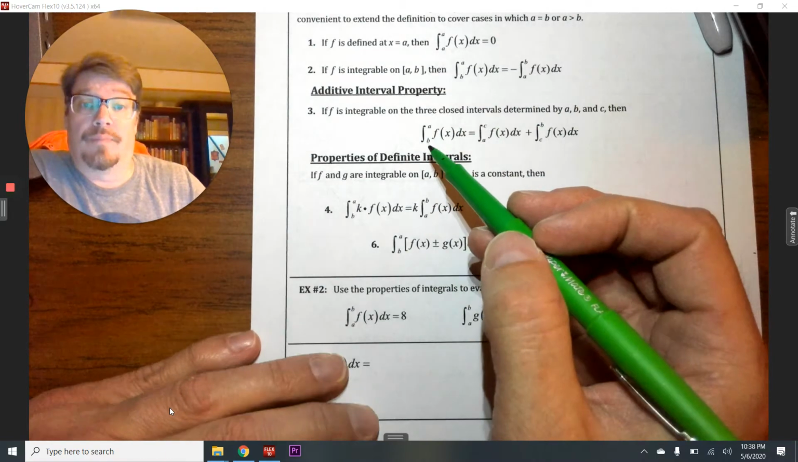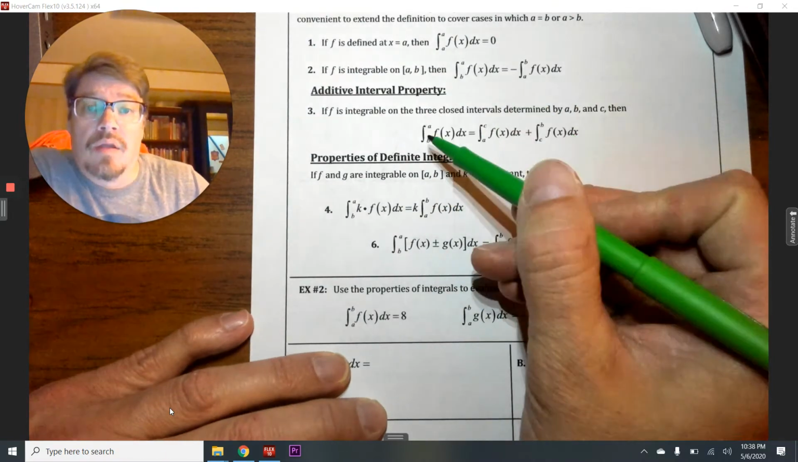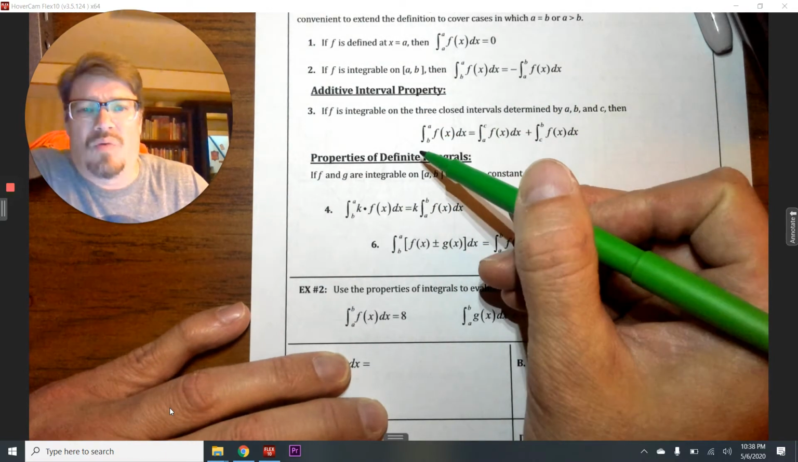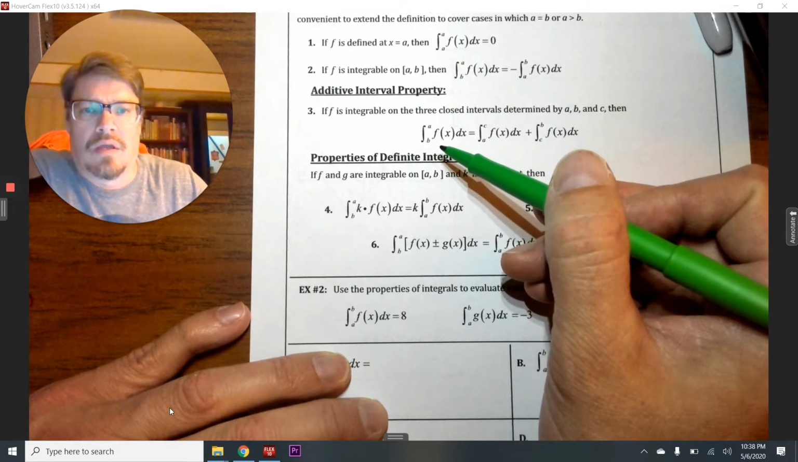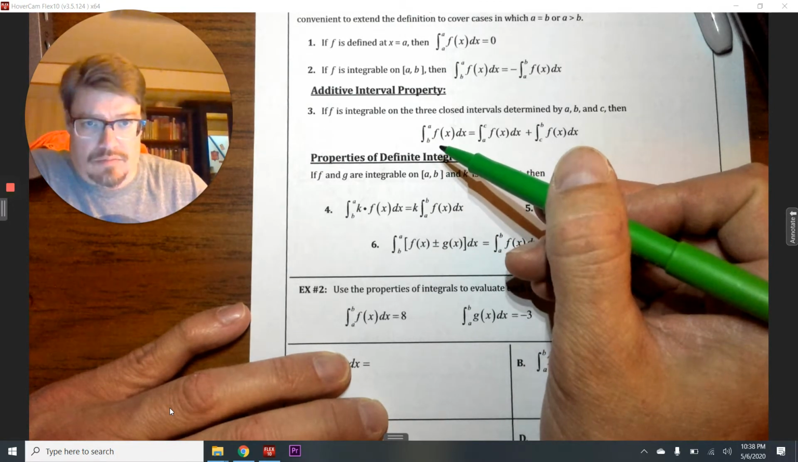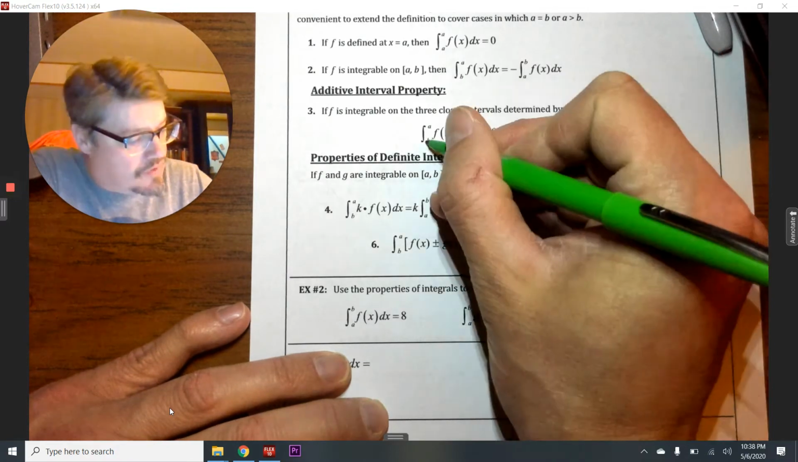If I'm going from say B to A, I don't know why they chose that. Wait a second. This is a typo. Yep, absolute typo. Switch that.